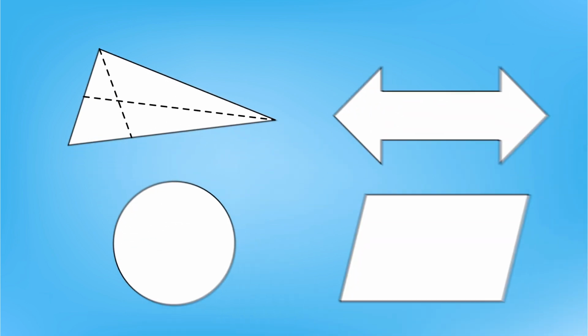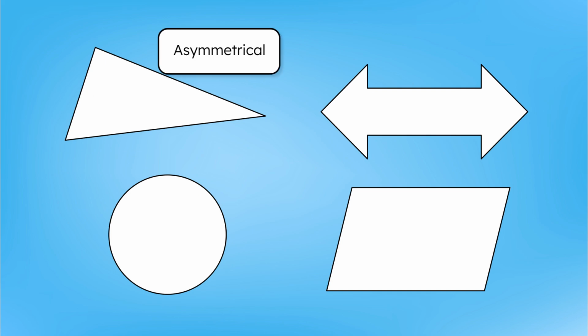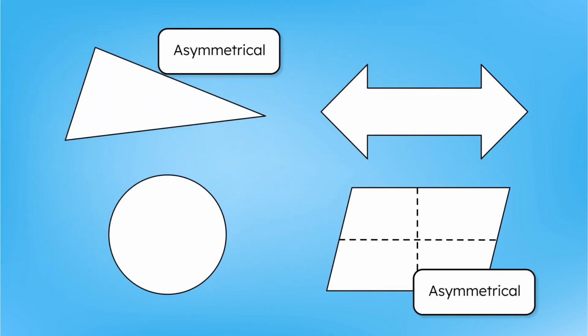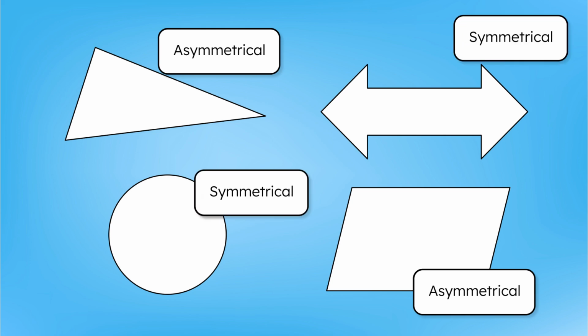Can you fold this triangle and make the sides match? Nope. All the sides and angles are different, and it can't be split to create matching halves. This one is asymmetrical. What about the parallelogram? Nope, it doesn't fold over to make mirror images either, so it's also asymmetrical. The double arrow and circle are both symmetrical because I can draw a line of symmetry in both shapes to create mirror image halves. You might have found a different line of symmetry on some of these shapes, though.